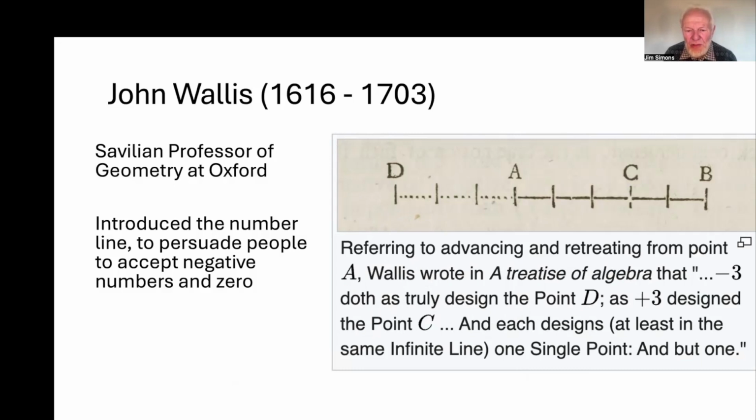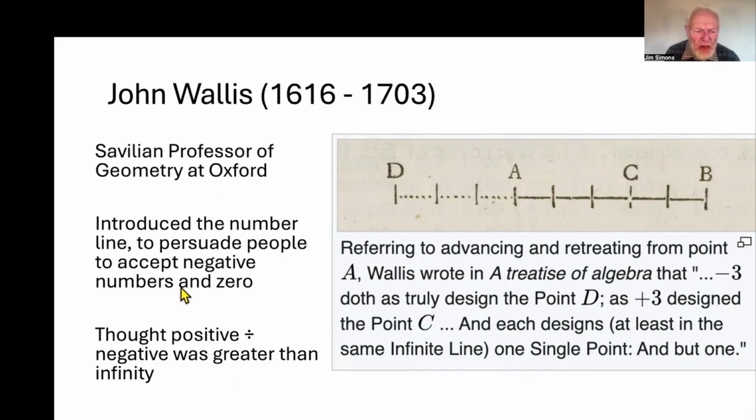And negative numbers are still being called imaginary numbers at this point because people didn't really hold with them. And even he hadn't really got this right yet. He still thought that if you took a positive number and divided by a negative number, the answer was greater than infinity, whatever that's supposed to mean. So he still hadn't really got that right.